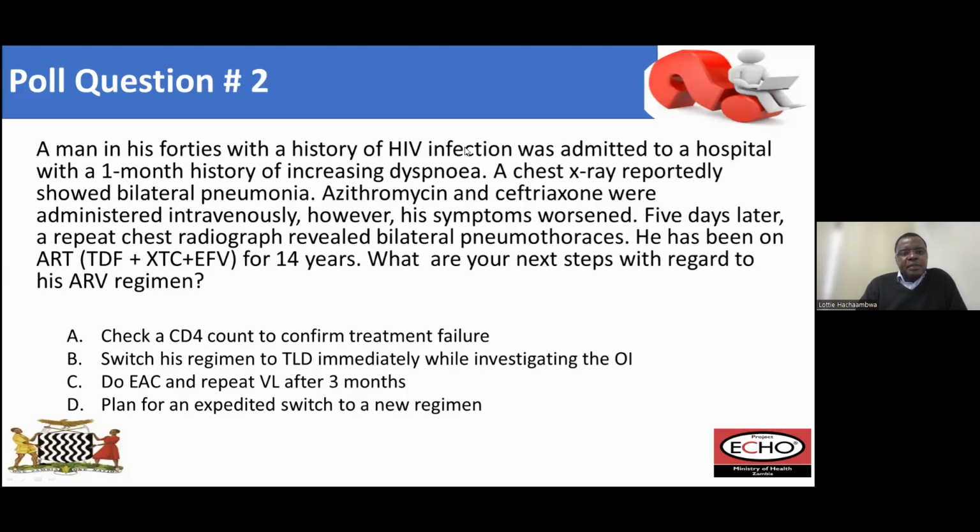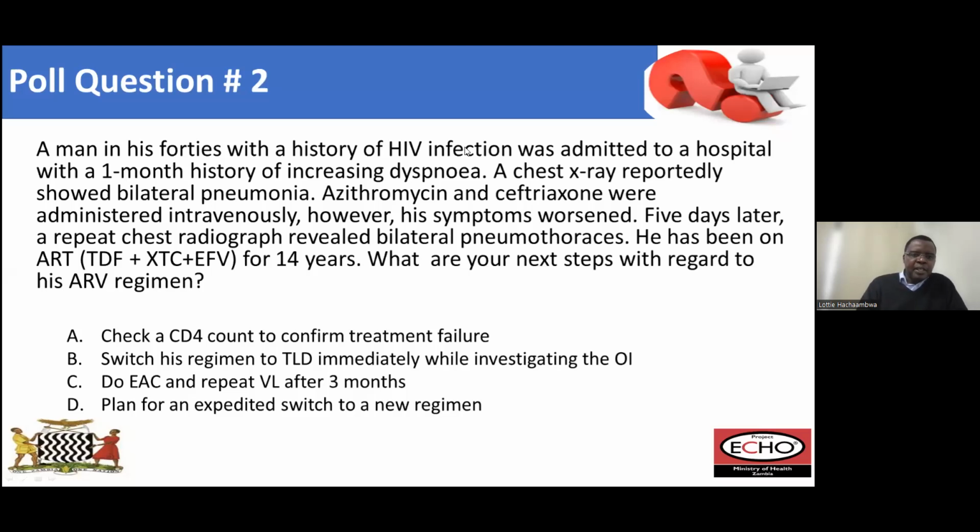And then switching his regimen to TLD immediately while investigating the OI, I think that's why I inadvertently gave some additional information. The scenario as given is that this could also be any of the infections in the lungs. In fact, the patient could have two infections in the lungs: pneumocystis pneumonia, they could have tuberculosis. So I want to do a little more investigations before starting the patient on a new regimen. For a number of OIs, in order to reduce the risk of IRIS, if someone is not on ART, you want to give a bit of time to treat the OI and then start ART to reduce the risk of IRIS.